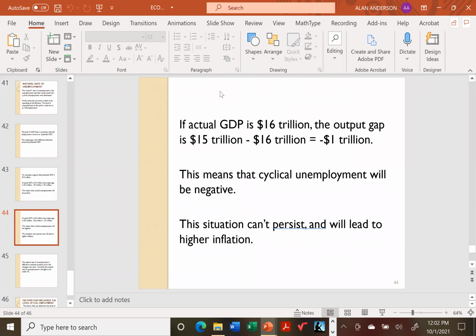But ideally, you'd want the economy to be exactly at potential GDP, no more, because that could stimulate inflation, but no less, because that could stimulate unemployment. So in that case, cyclical unemployment could technically be negative. Well, it sounds hard to believe, but it can happen for short periods of time, and it has happened.